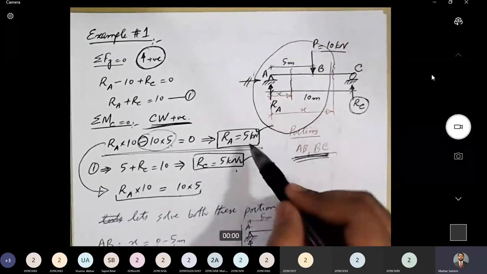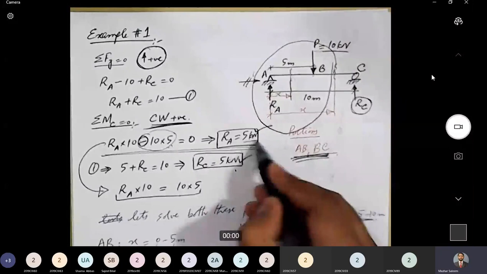So directions are fine. And secondly, both the reactions are equal in magnitude.